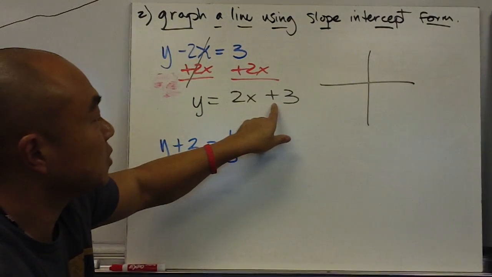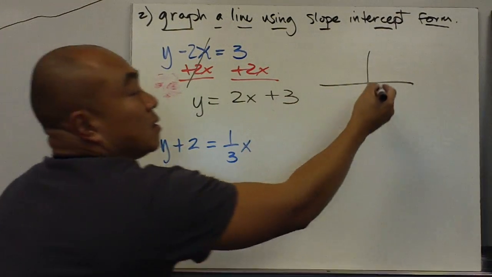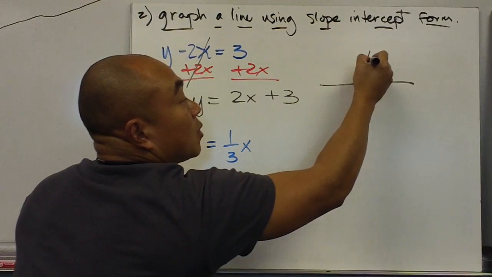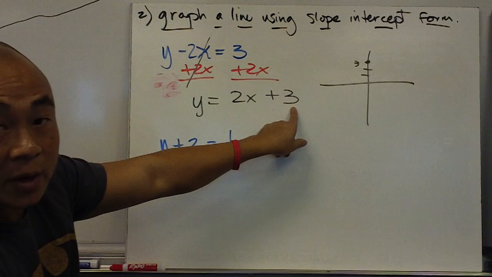All we have to do here is something that's very easy. What we're going to do is look at 3. Remember, that's our y-intercept, which means 1, 2, 3, we're going to have a dot right here. That's at 3, this positive 3 right here.